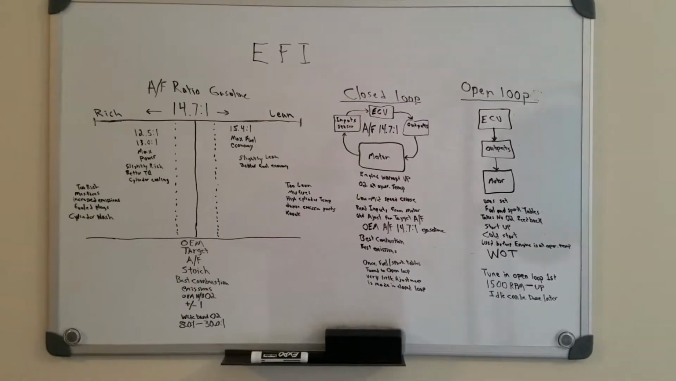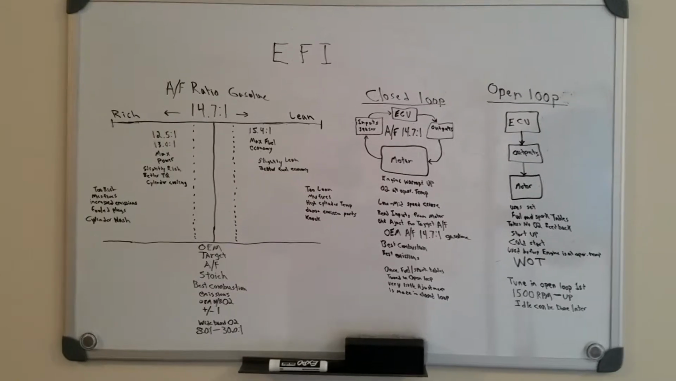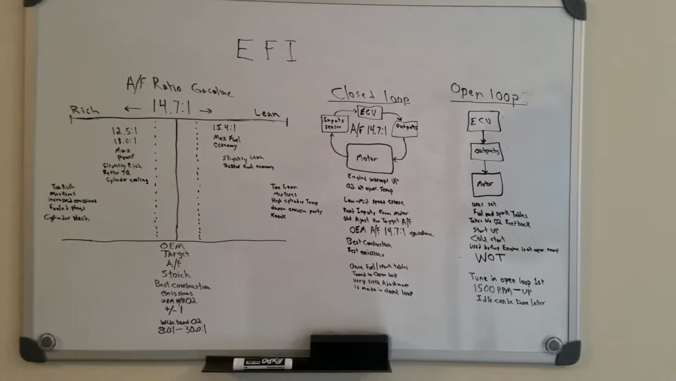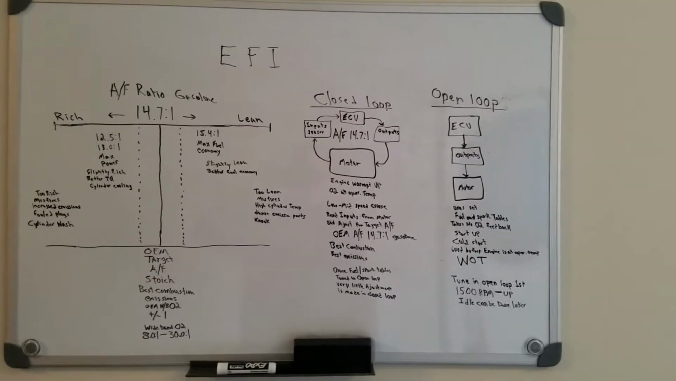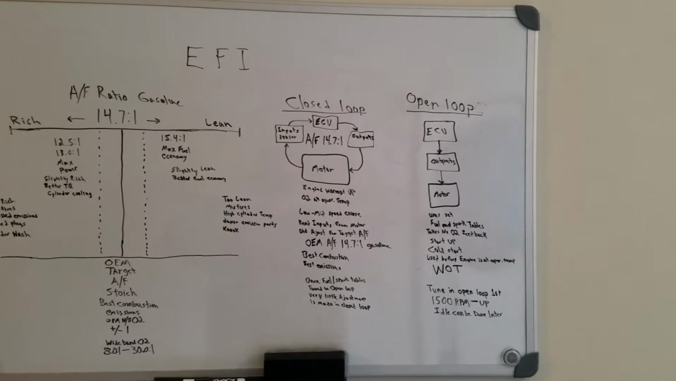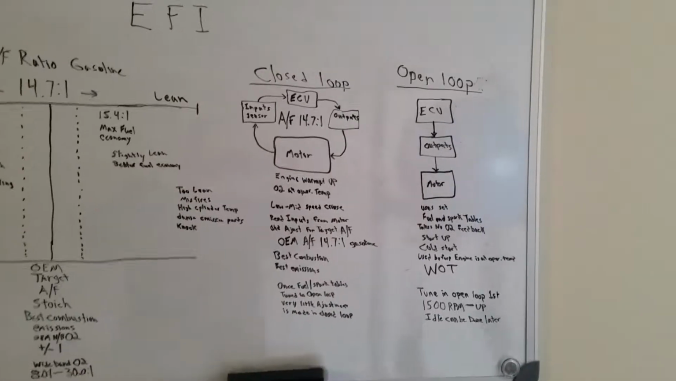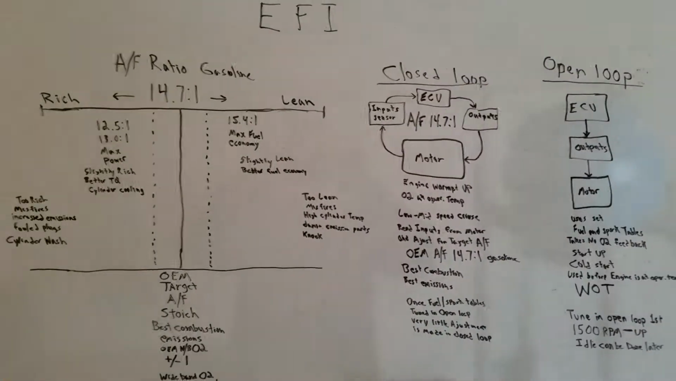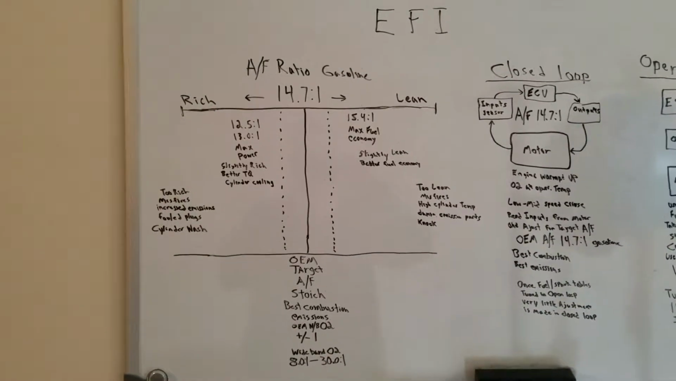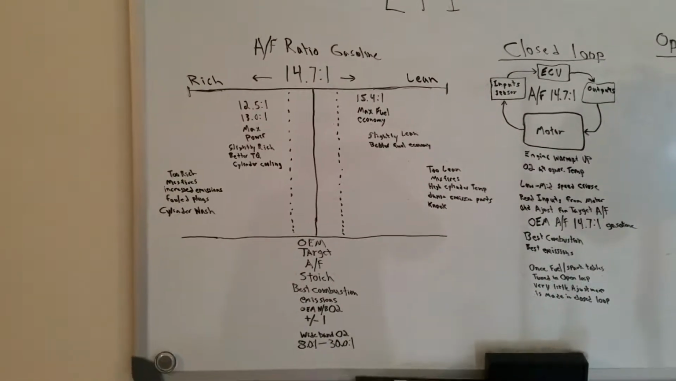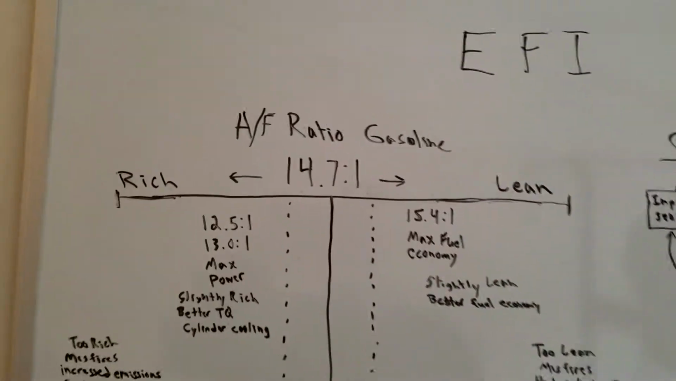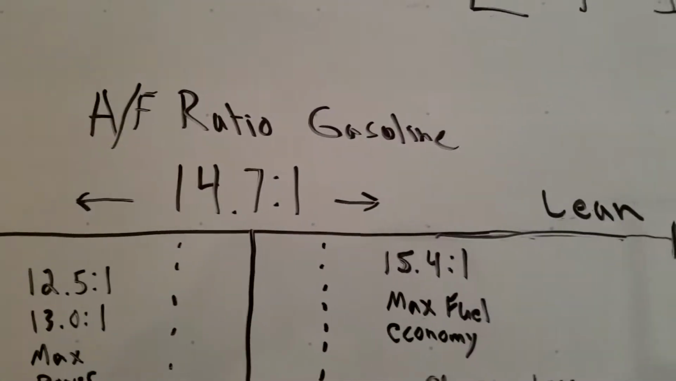Here we are with our second part on EFI for our Engine 101 series. Remember last time I talked to y'all, we went over the closed loop and the open loop functions of the EFI system and how they basically work. This time I'm going to go more over our air-fuel ratios. This is basically going to be our air-fuel ratio for gasoline.